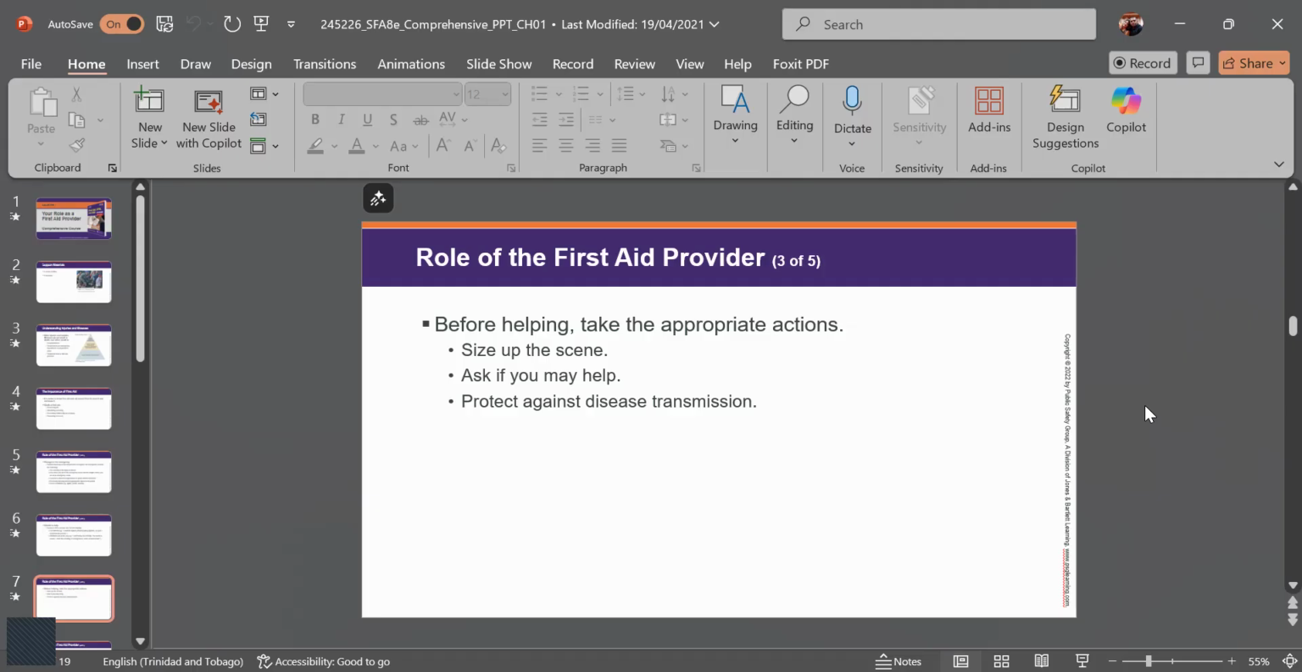Protect against disease transmission, employing the use of personal protective equipment or BSI, body substance isolation, as we say in healthcare. Okay? Do we need gloves? Do we need a face mask? Do we need safety goggles or safety glasses? Do we need isolation barrier gowns? All those things based on your assessment of the area, the location, or the scene, as we say. Okay?